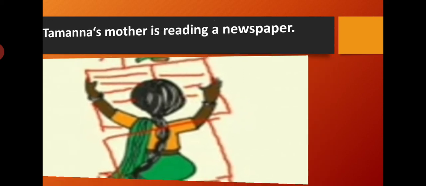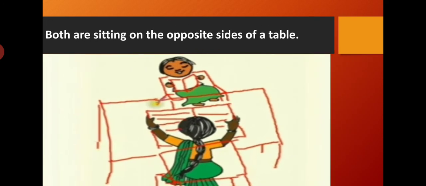Next, what do you have to draw? Tamanna and her mother are sitting on the opposite sides of a table. So you have to draw a table in between Tamanna and her mother.